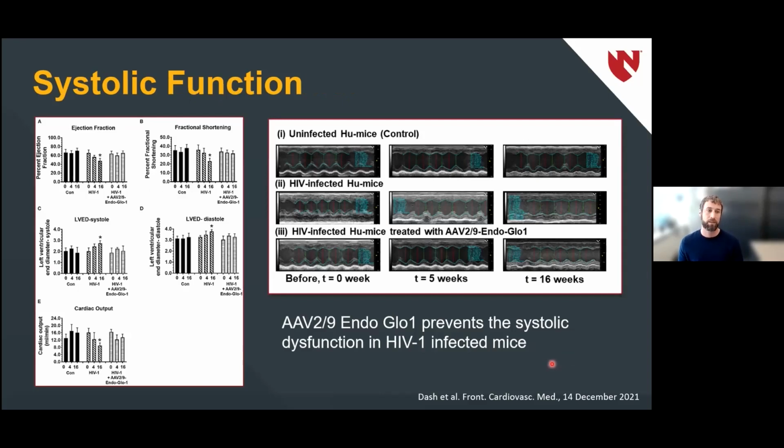We saw a similar story with the systolic function, where the HIV-infected mice had reduced systolic function at 16 weeks. However, the treatment with glyoxalase 1 restored the systolic function at 16 weeks.